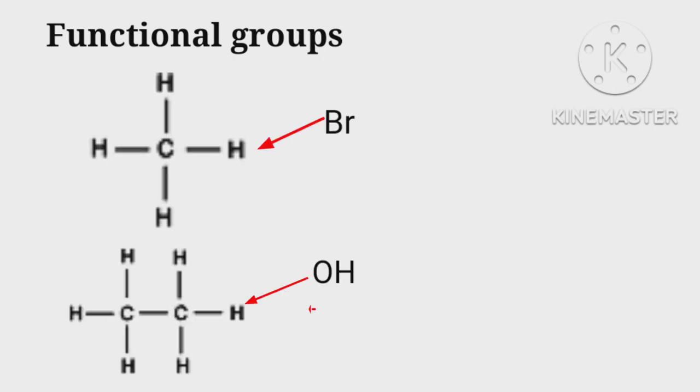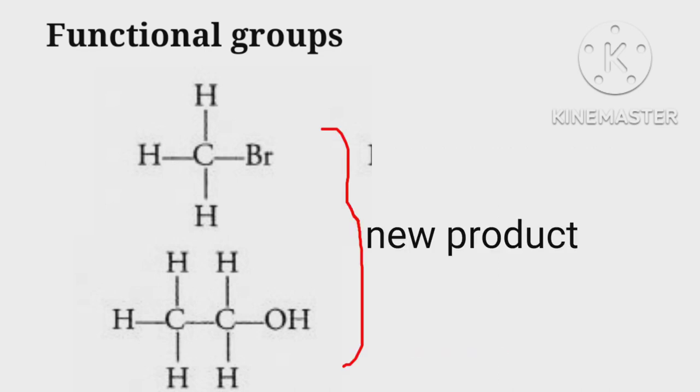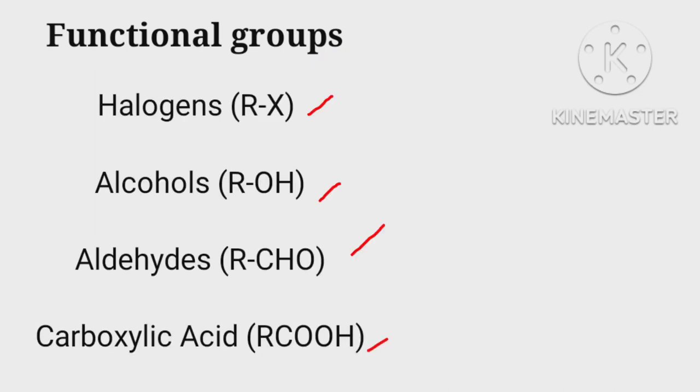There are some elements or groups of elements which can replace one hydrogen atom from the hydrocarbon and transfer all its properties to form a new product. Such groups are called functional groups. Some of the groups with their structural formulas are halogens, alcohols, carboxylic acids, aldehydes, etc.